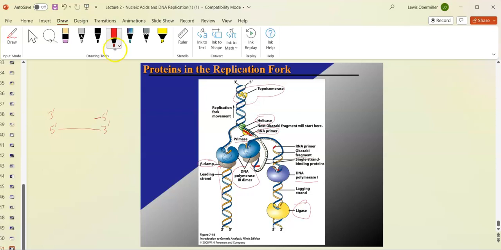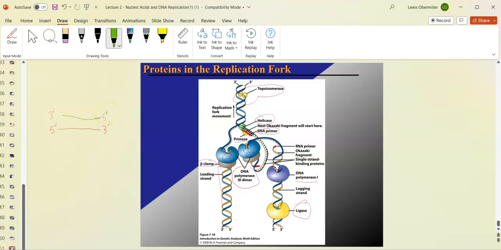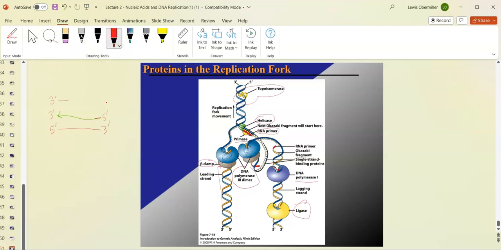So you can only make a new copy in this direction, 5 to 3, because the 3' hydroxyl is over there. The other strand is going to be 3 to 5. But if you loop this around, this is 3, and we keep looping it, and then this would be 5. And we keep looping it around.